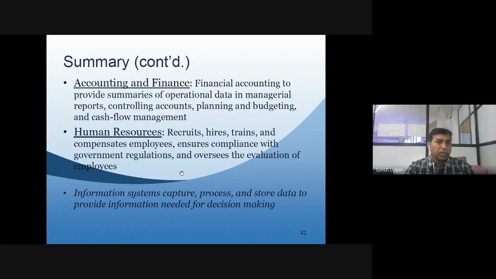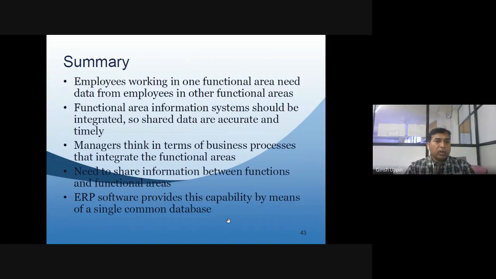Recruits, hires, trains, and compensates employees, ensures compliance with the government regulations, and oversees the evaluation of the employees. Information systems capture, process, and store data to provide information needed for decision making. Employees working in one functional area need data from employees in other functional areas. Functional area information systems should be integrated so shared data are accurate and timely.